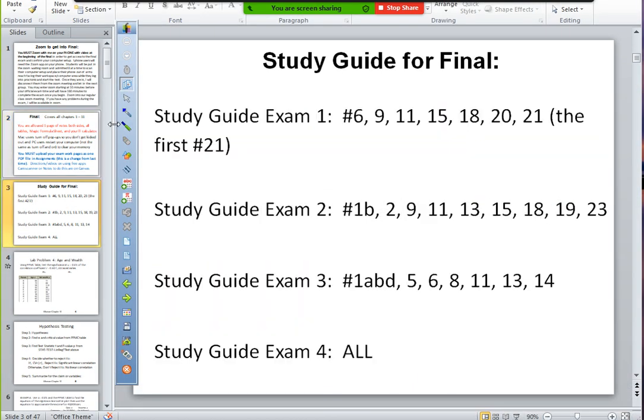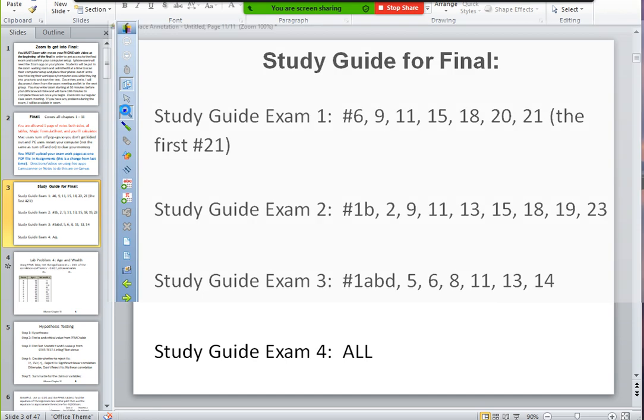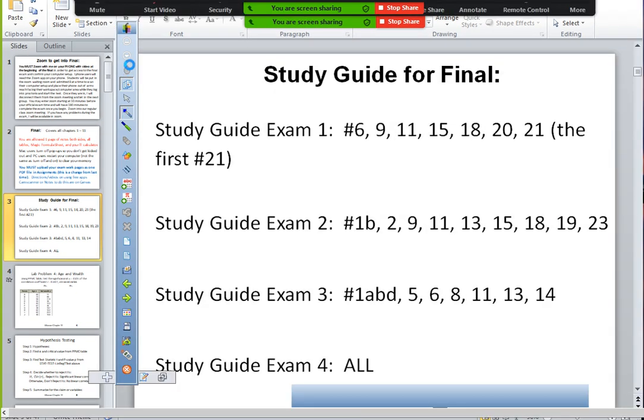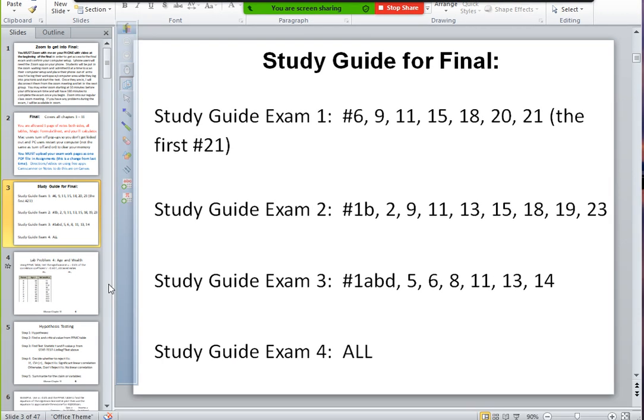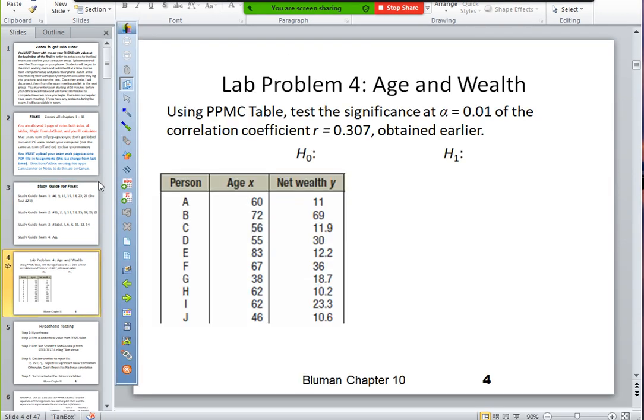And then this is a study guide, which I think most of you guys are aware of also. The problems you need to study. I think there's one problem that I said in there to skip, so don't do that one. Quick summary of Chapter 10.